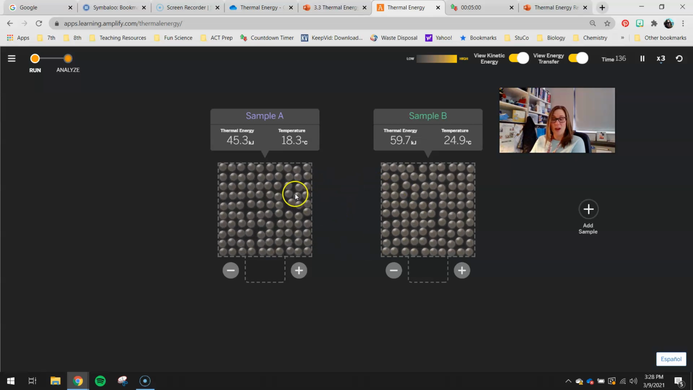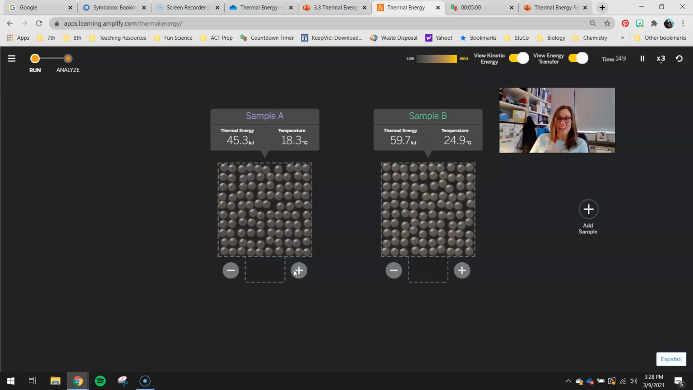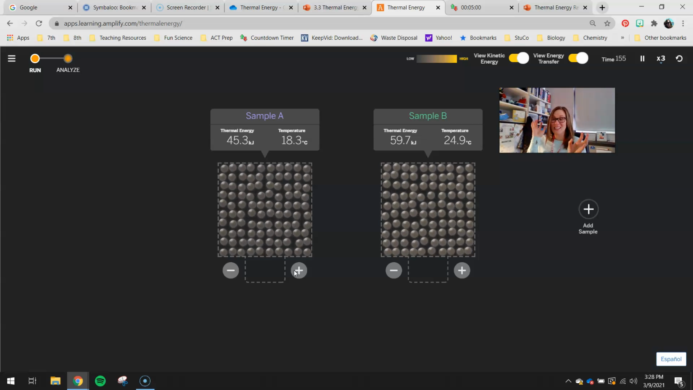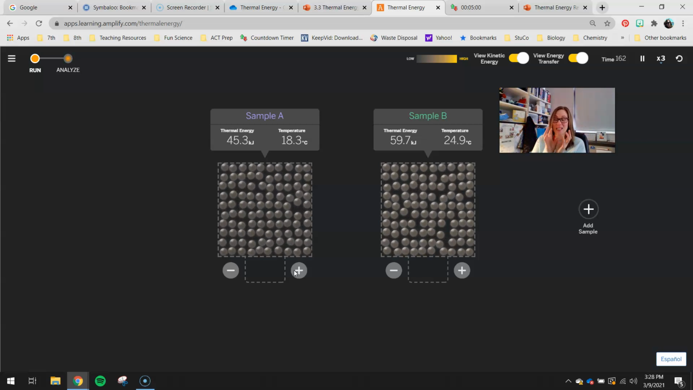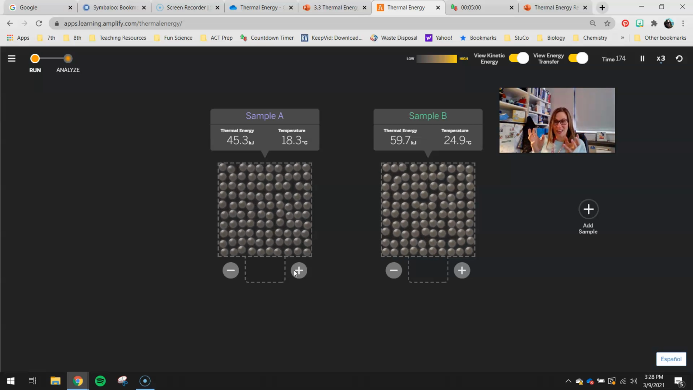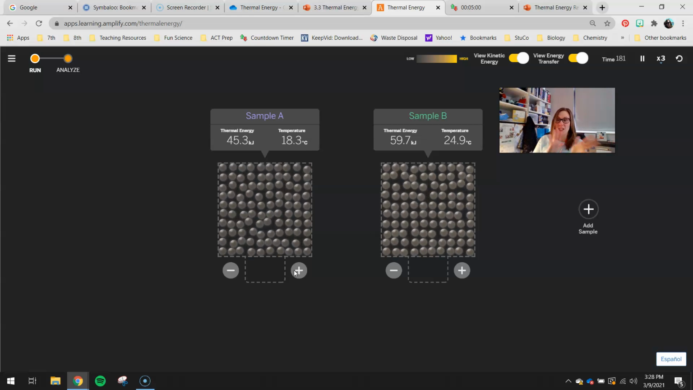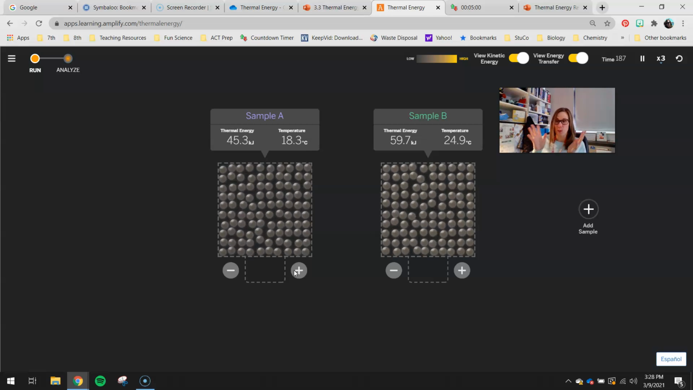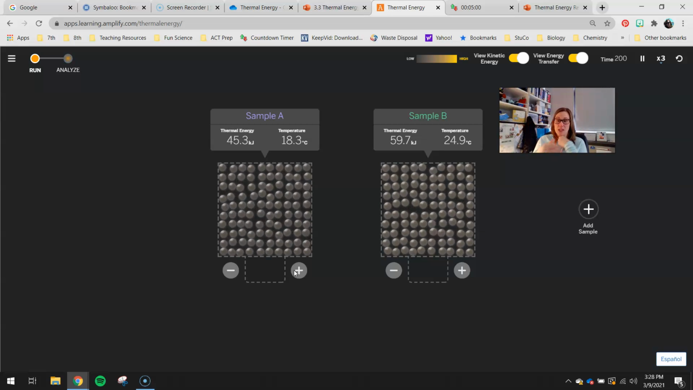Remember, when that yellow arrow disappears, it's now at equilibrium. And what does that mean? Equilibrium, again, is where you have the two samples at the same temperature. They also have the same average kinetic energy, and they should no longer be transferring energy back and forth. That's why that yellow energy arrow disappears: there's no longer energy being transferred.